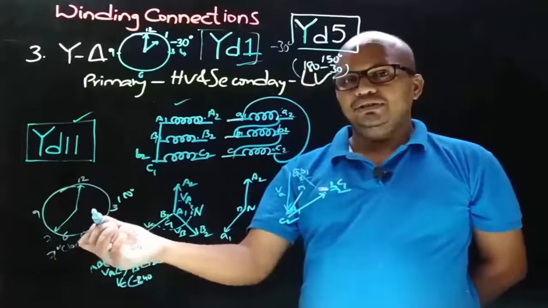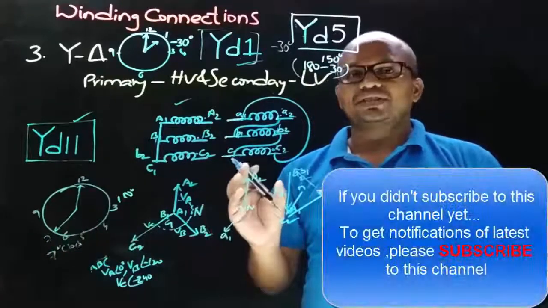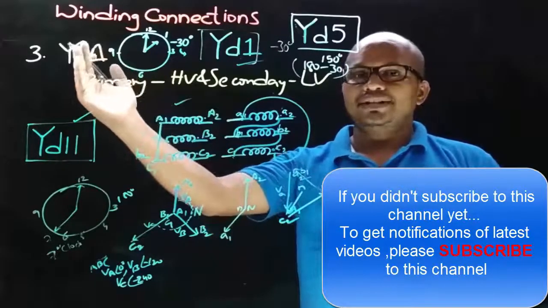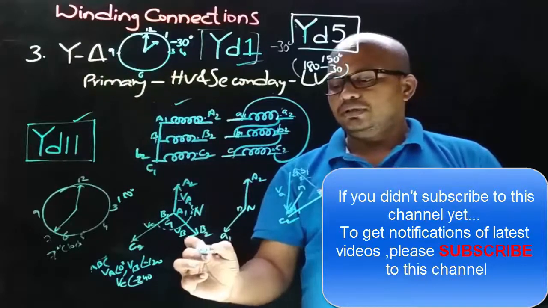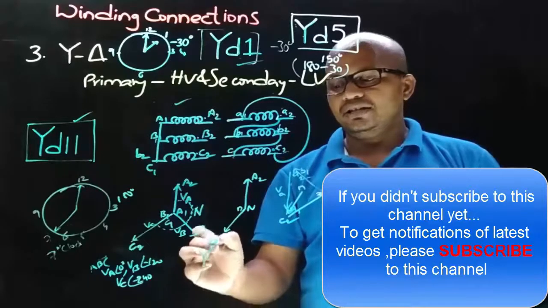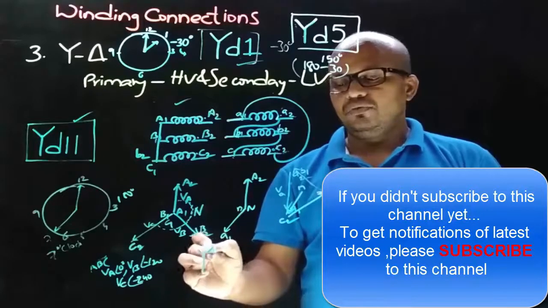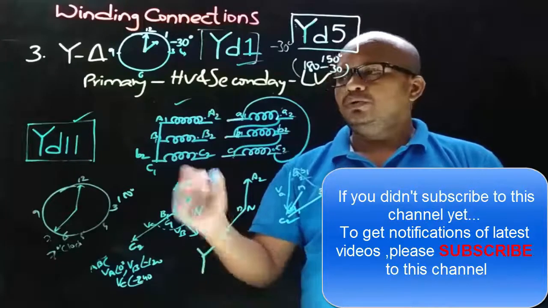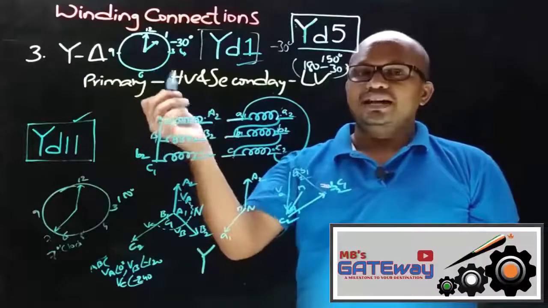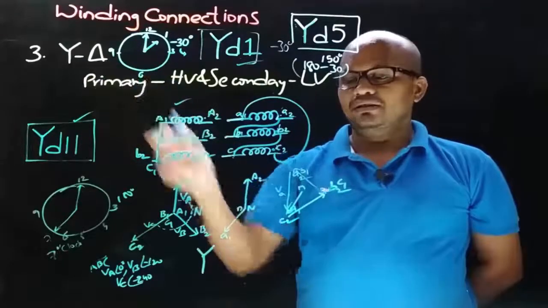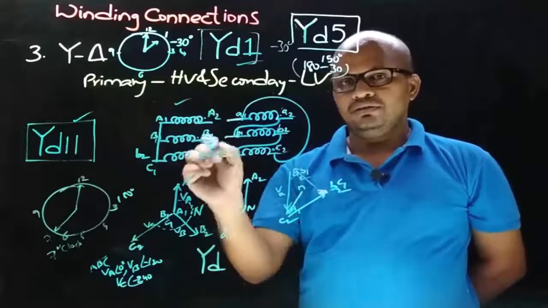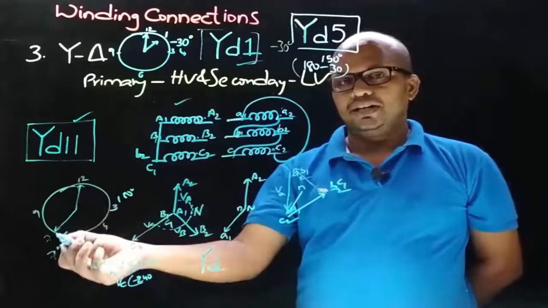So now let's identify the vector group symbol. In the vector group symbol, the first character is in capital letters, and that represents the HV winding connection. Here we took the HV winding as star, so the first character is capital Y. The second character in the vector group symbol indicates the LV winding connection, and that is represented in lower case, so here delta, therefore small d. And for this connection we got the numeral as 7.